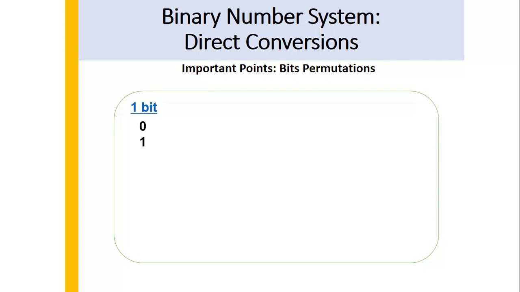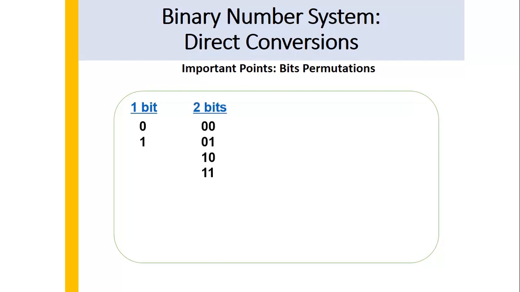So we should understand the permutations that I was talking about in the previous slide also. If we are considering one bit, there could be two possibilities, or we can represent two different items with the help of one bit. If it's 0, we can say it represents the first item, and if it's 1, it represents the second item. So there are two possibilities or permutations of one bit.